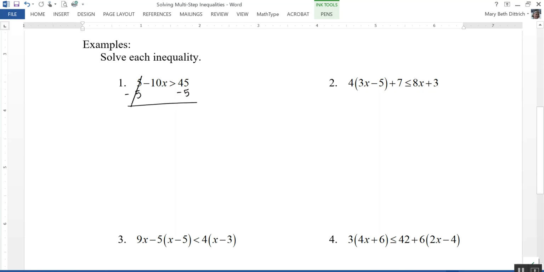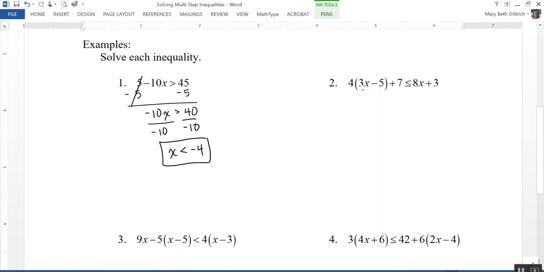So 5 plus negative 5 is 0. Don't forget to keep that negative in front of the 10x is greater than 45. And then x is being multiplied by a negative 10, so I want to divide both sides by a negative 10. And since I divided by a negative number, I'm going to change the direction of my inequality, so my greater than becomes a less than, and then 40 divided by negative 10 is negative 4. So my solution is x is less than negative 4.